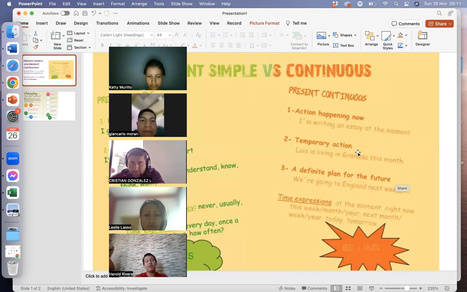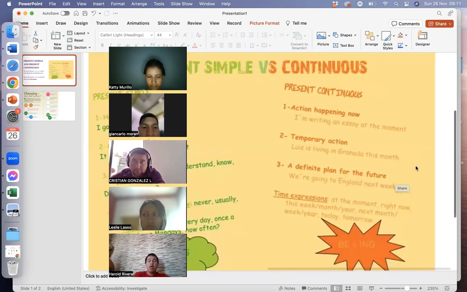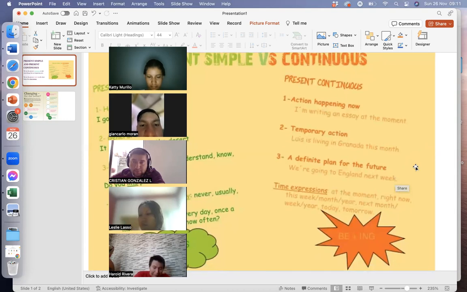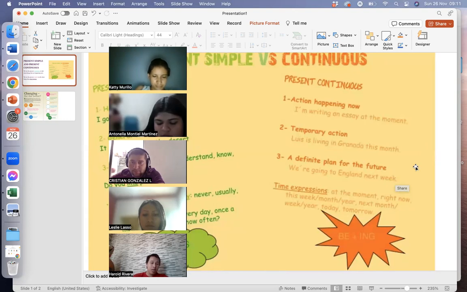Giancarlo, could you read please the rule here about present continuous? Yes, teacher. Number 1, action happening now. I'm writing an essay at the moment. Number 2, temporary action. Luis is living in Granada this month. Number 3, a definite plan for the future. We are going to England next week. Time expressions: at the moment, right now, this week, this month, this year, next month, next week, next year, today, and tomorrow. Very good.